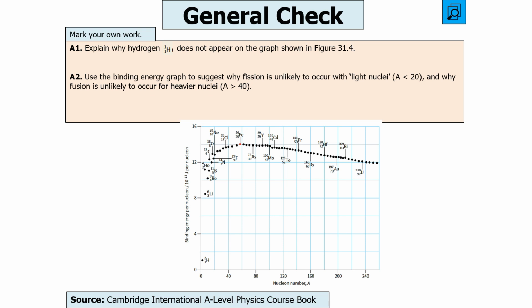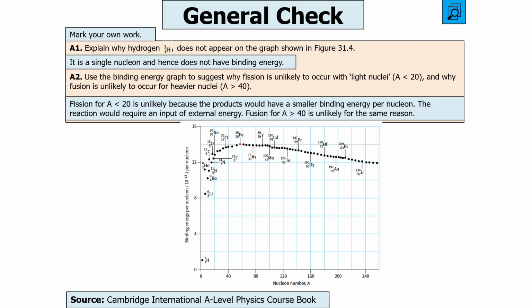Right, in this first one, we can see that hydrogen is a single nucleon, so therefore it can't have a binding energy, because the binding energy is the energy lost by the nucleons as they go into a nucleus. And then the second one, fission for lighter nuclei is unlikely because the products of the fission have a smaller binding energy per nucleon, so be less stable, and then the reaction therefore would require an input of external energy, and then for fusion it's unlikely for the same reason as well.